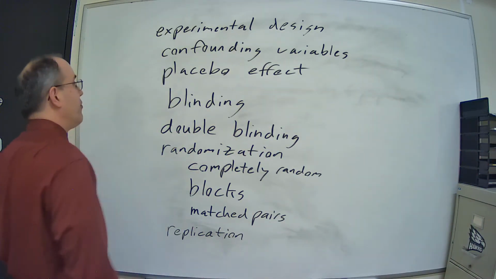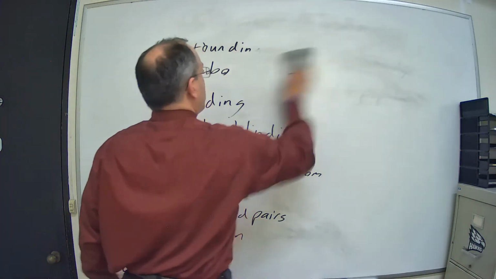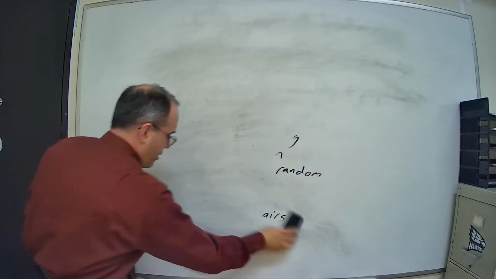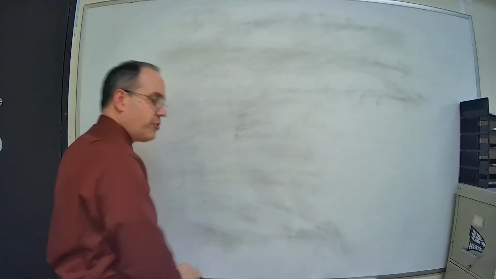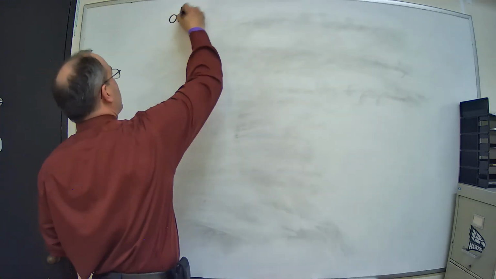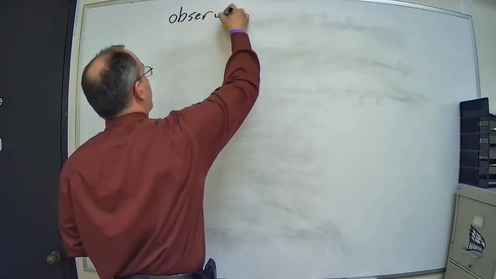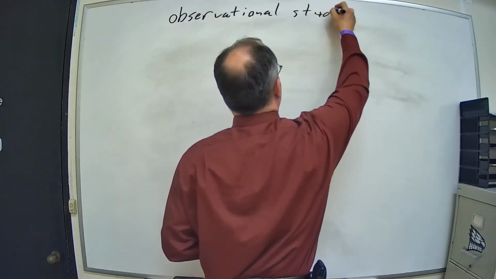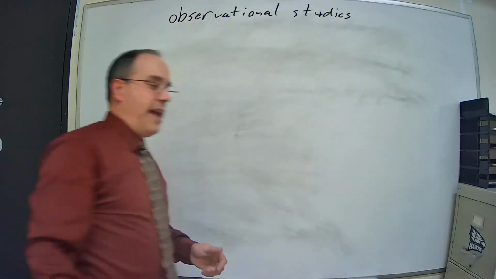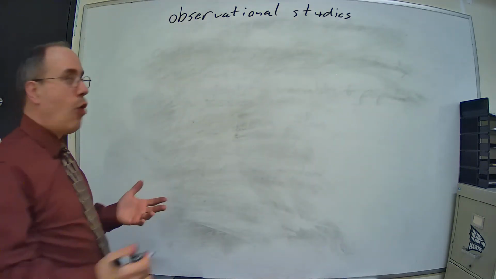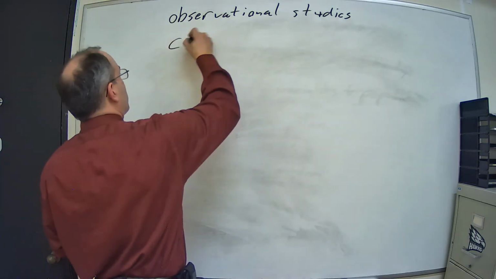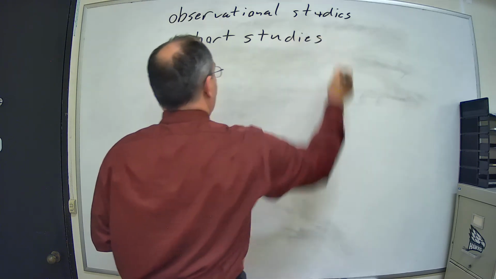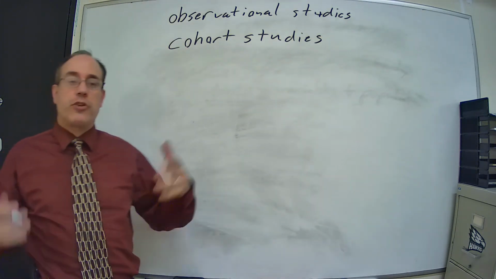So let's finish off by talking about observational studies. So that was experimental design. Let's look at how we can do observational studies. And we tend to refer to these as cohort studies. Cohort is just a group.